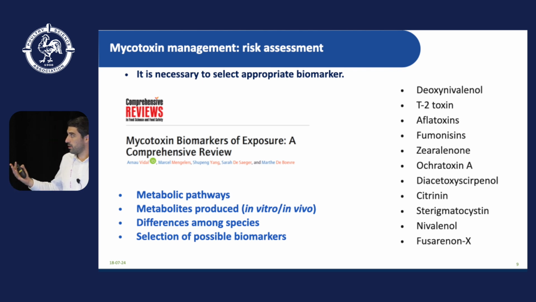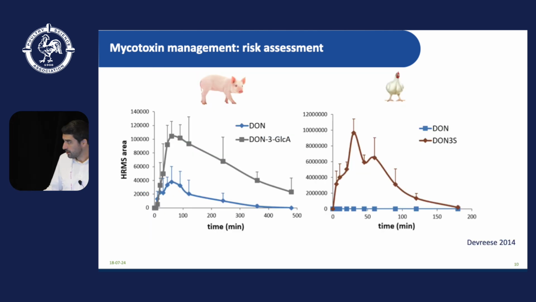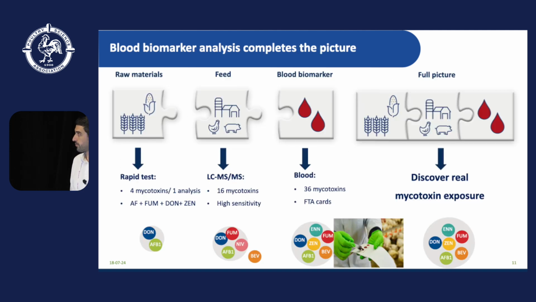First of all, for example, it was necessary to understand the metabolization of each mycotoxin and also the differences between the animal species. As an example, that shows very well the differences between species. For example, DON in swine is metabolized to DON glucuronide, while in poultry species it is mainly metabolized to DON sulfate. So it's necessary to understand all this for each mycotoxin before getting to the final method.